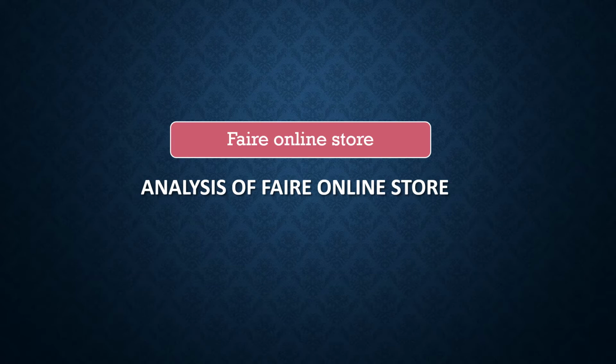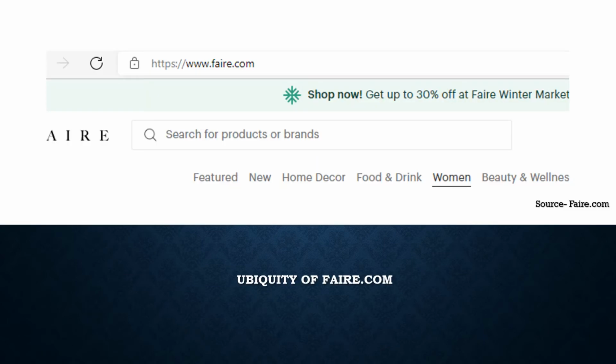So let me start with the first one, which is the ubiquity of fair.com. As it starts with www.com, it means it's available worldwide. It can be accessed anywhere, from any laptop, from any computer, or any phone. So it's available everywhere.